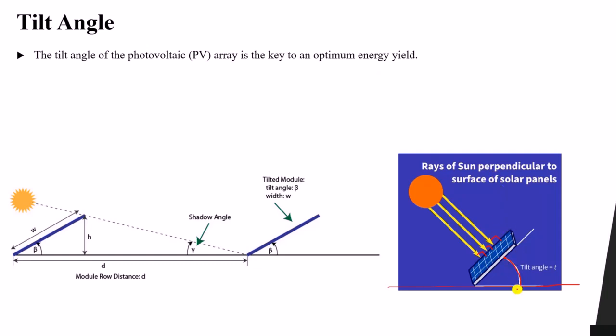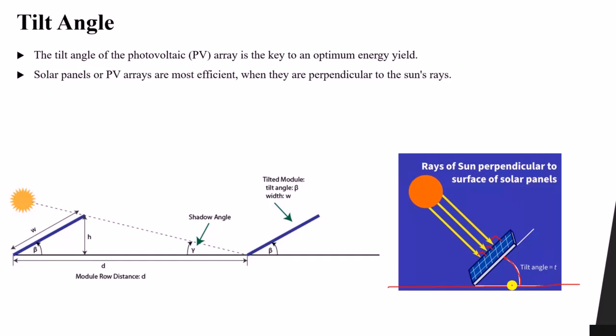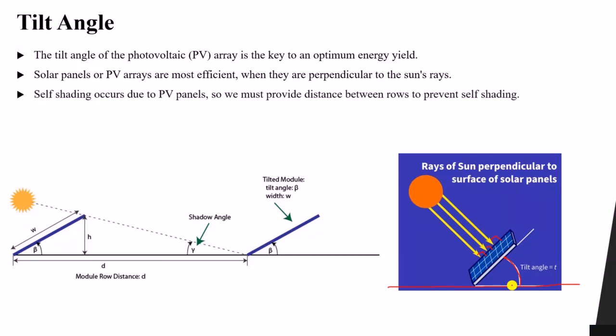So how can we determine this angle? We will learn how to do this in the next slides. You have to know that solar panels or PV arrays are most efficient when they are perpendicular to the sun rays. Now there is a problem here: if you look at a panel like this, it has a certain angle beta, which is the tilt angle.